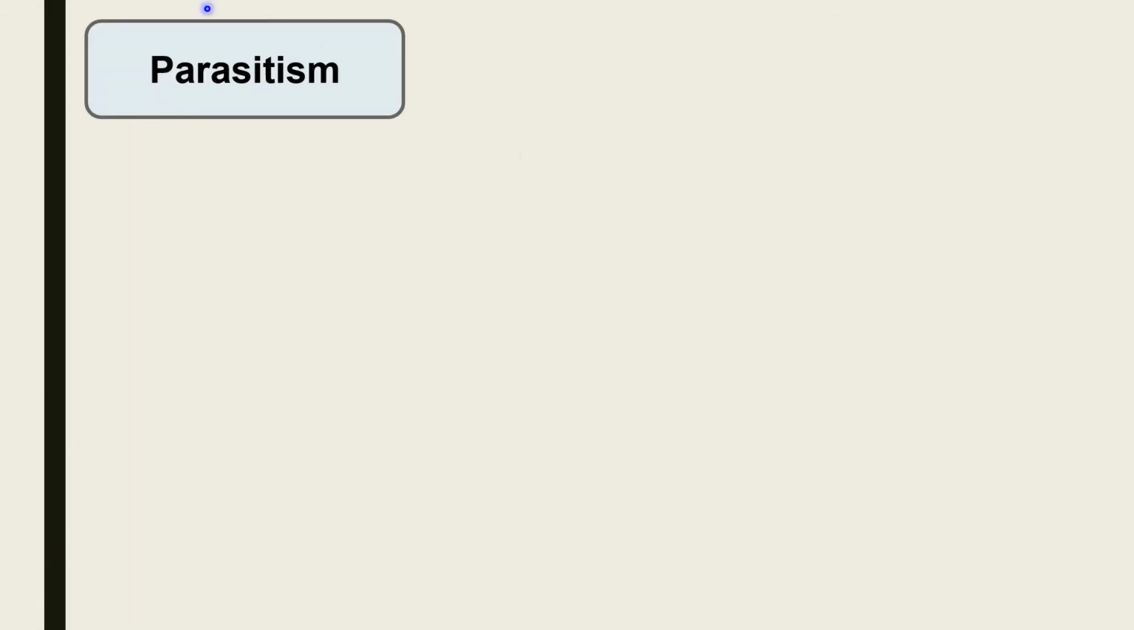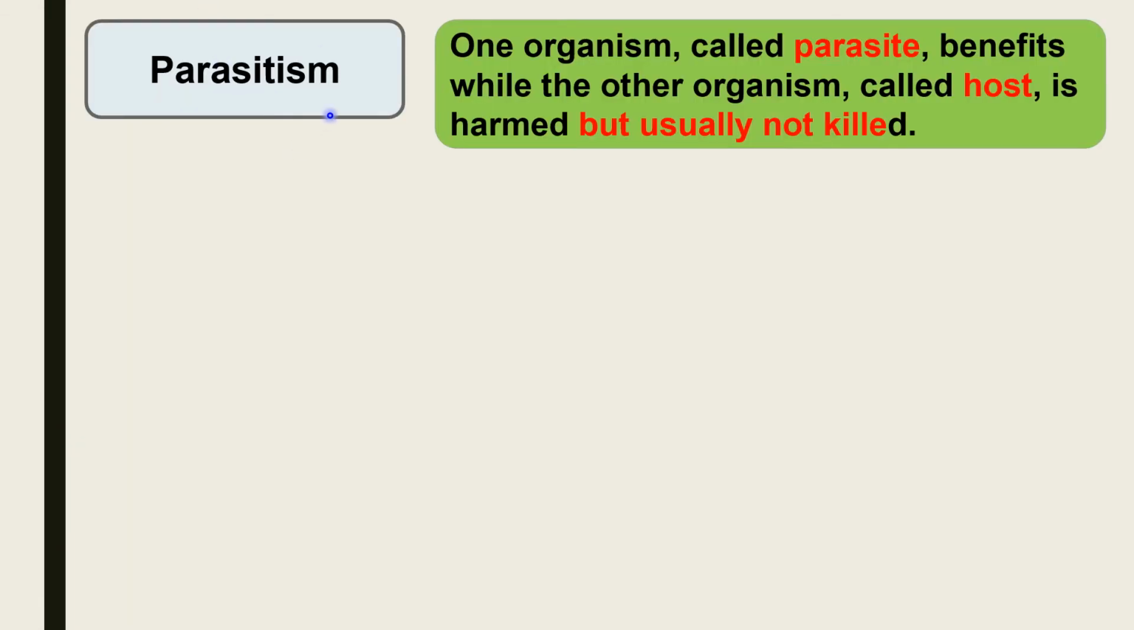So next is parasitism. In parasitism, one organism, called the parasite, benefits while the other organism, the host, is harmed but usually not killed. So it's a relationship wherein the parasite benefits from the other organism, while the host is harmed but usually not killed. But later on, they will kill it slowly.